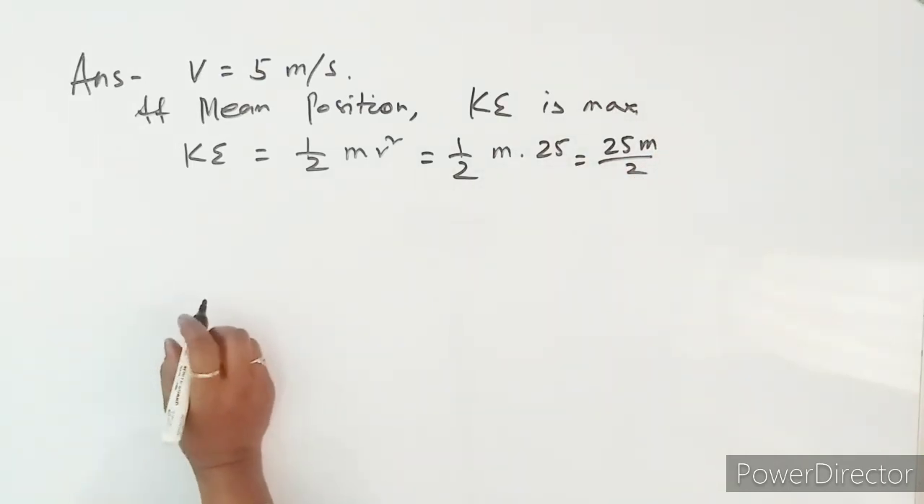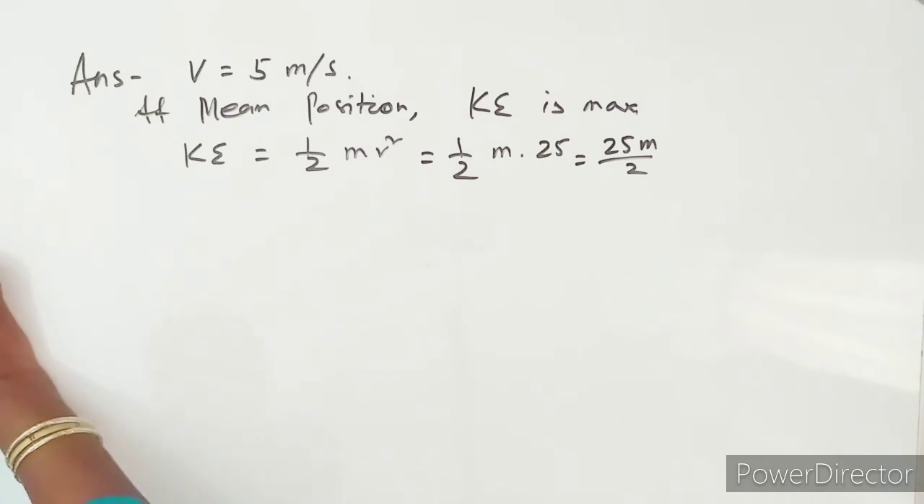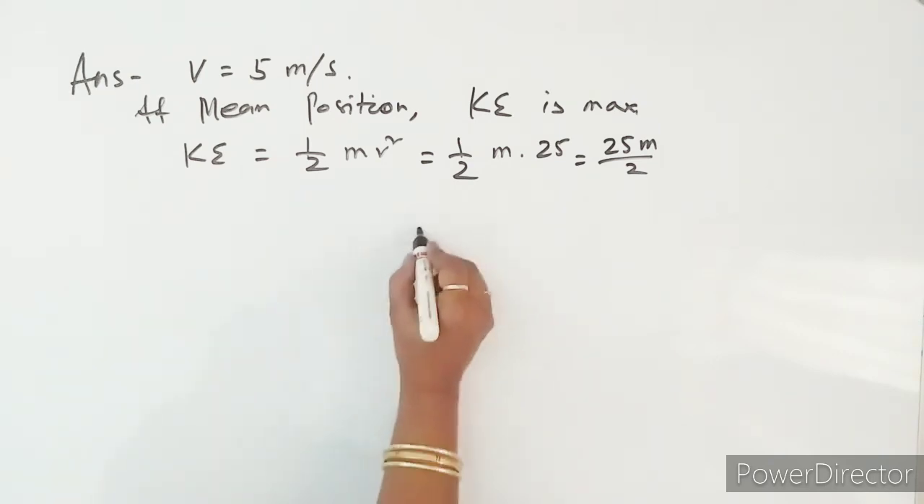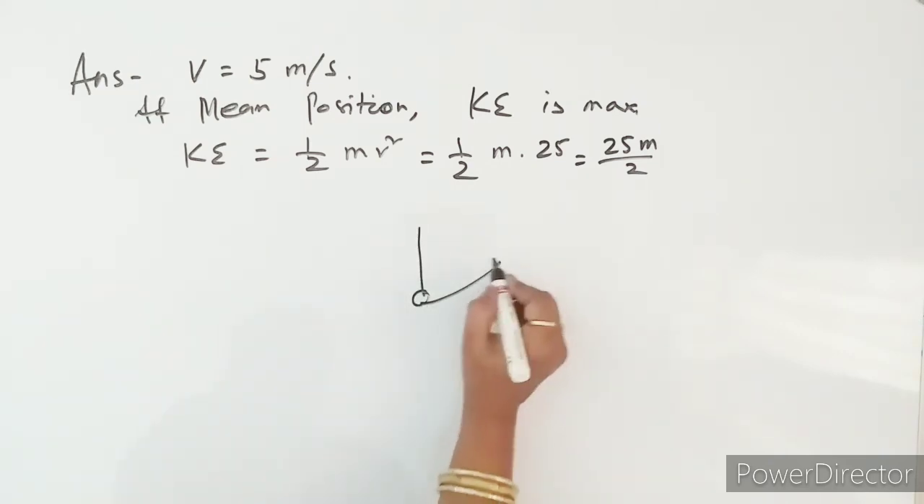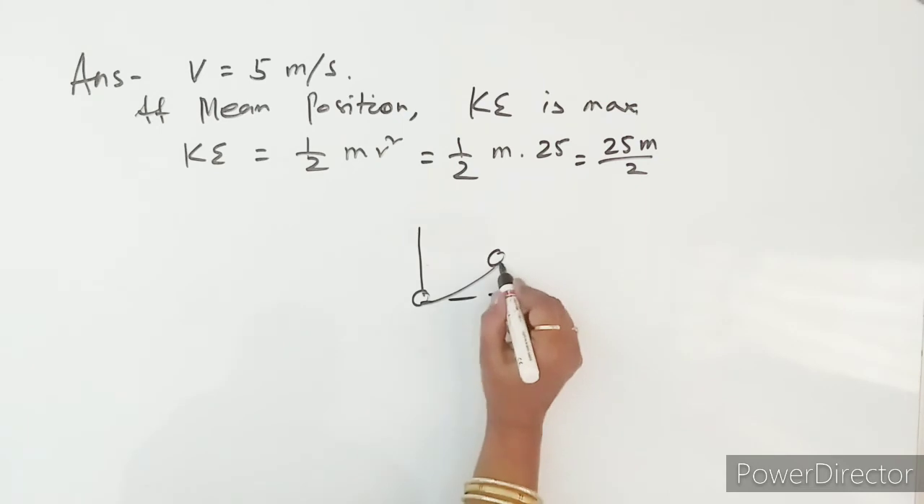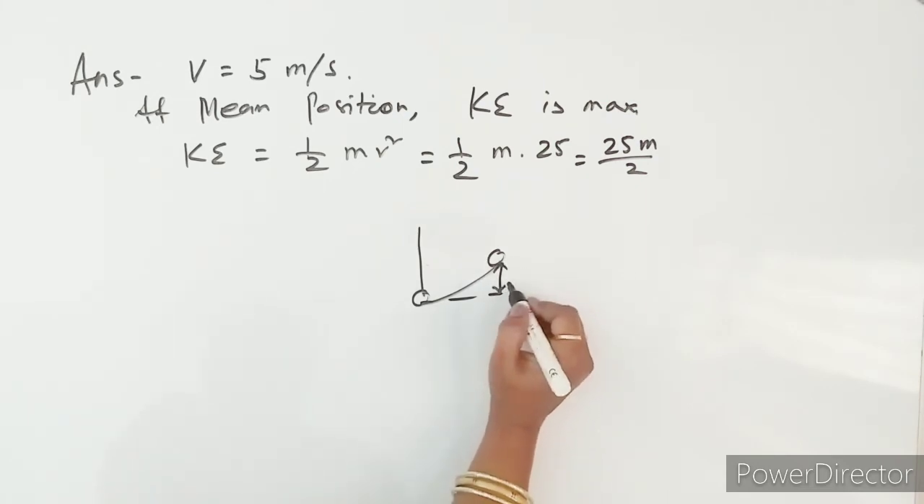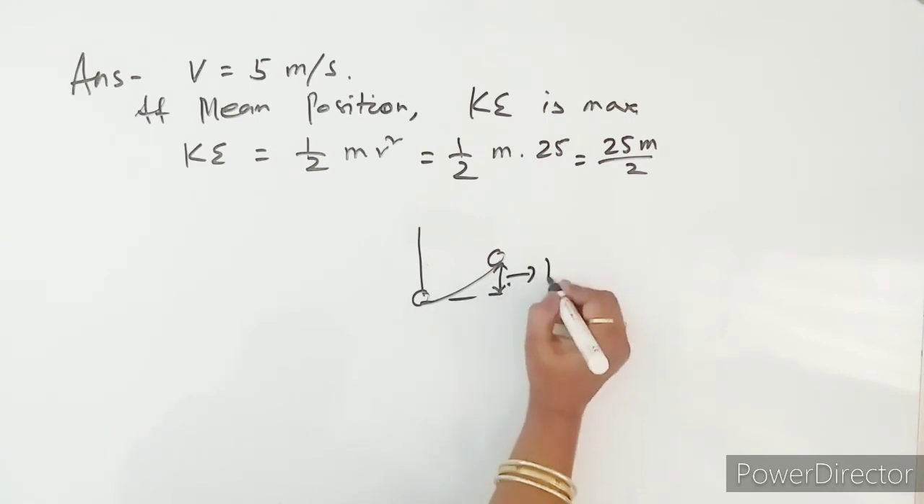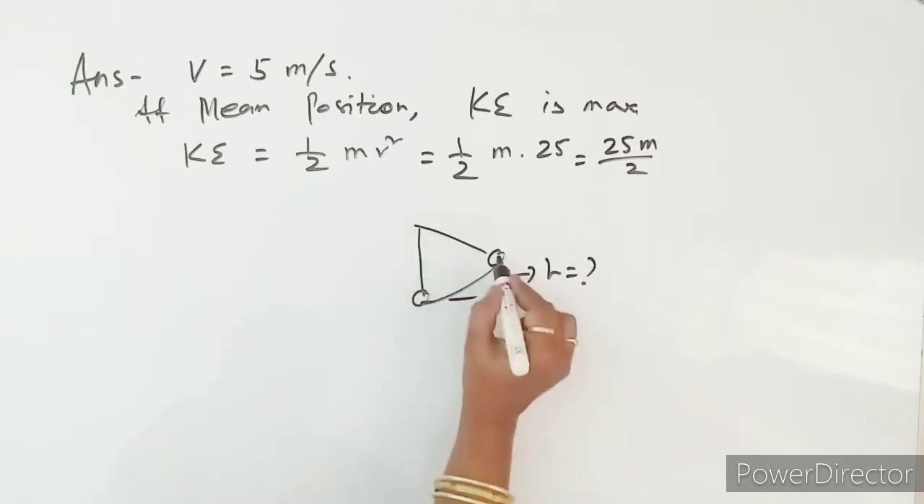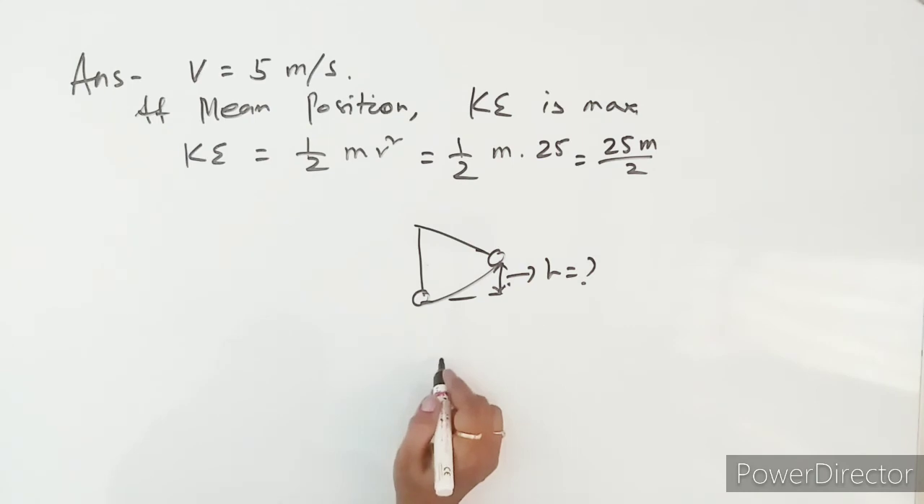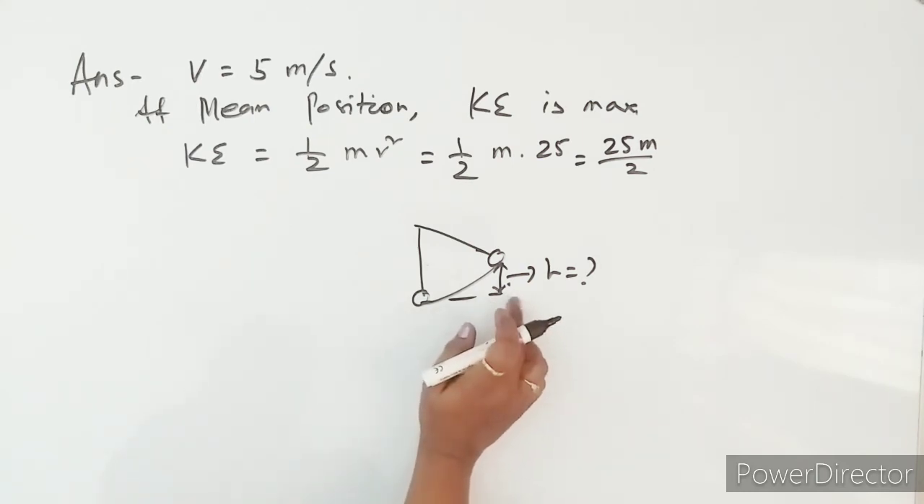Here, it is not an isolated system. Here 60% of energy is lost from the mean position. From the mean position, when it is going to one of the extreme positions, it reaches some height. It is asked what will be that height, to what height this bob rises. This is the question.